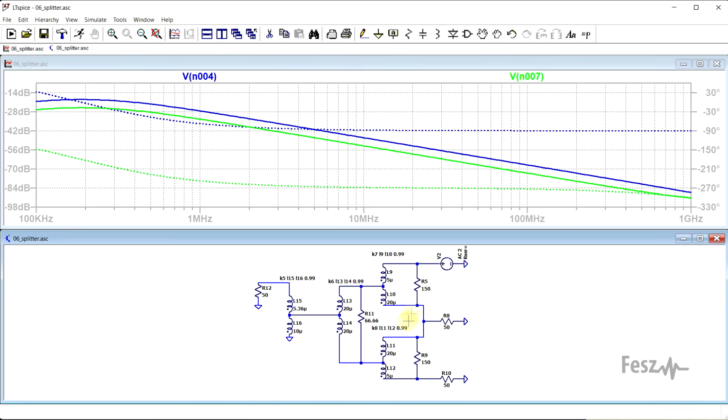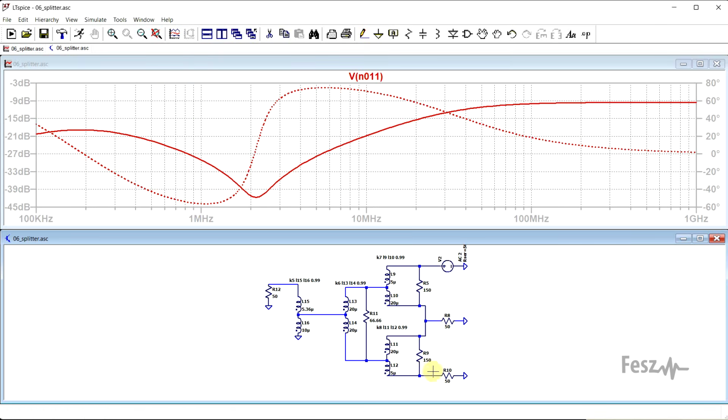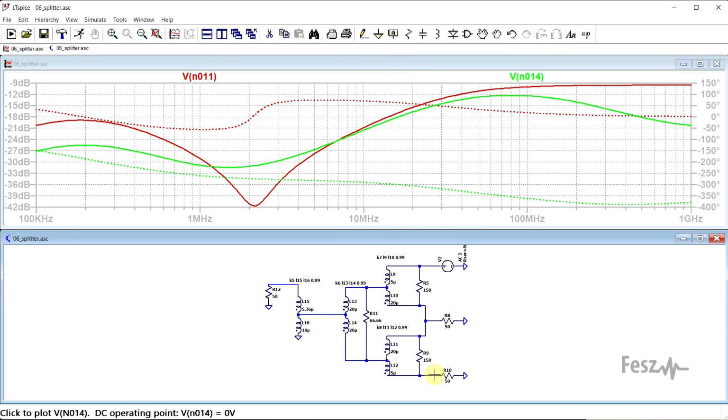Now, if we move to the circuit with non-ideal coupling factors, so the 99% one, and we have the signal source on one of the end ports, and we check the outputs, well, we see the behavior that we've observed with our measurement. We see a dip followed by a decreasing amount of isolation. So the measurement was not wrong.